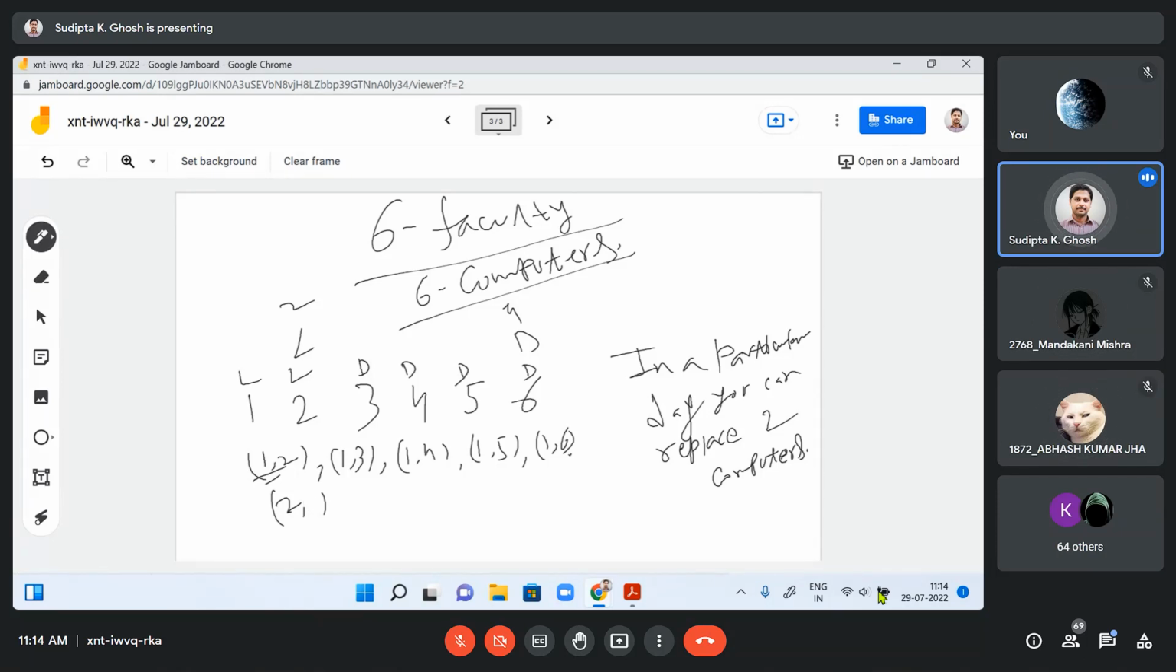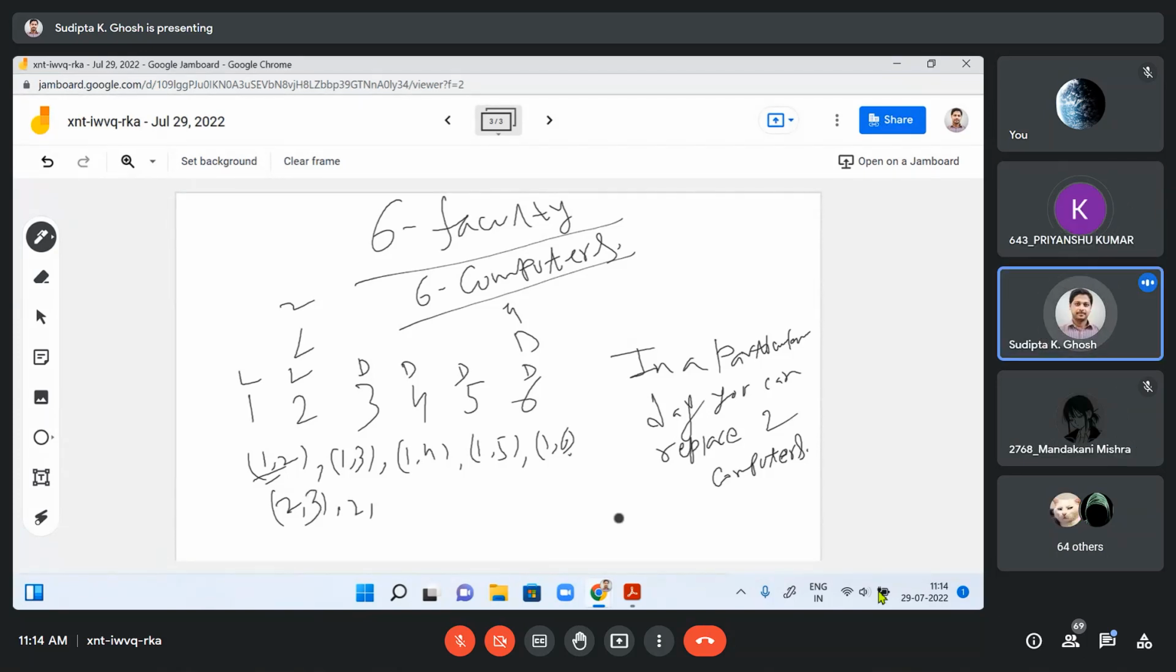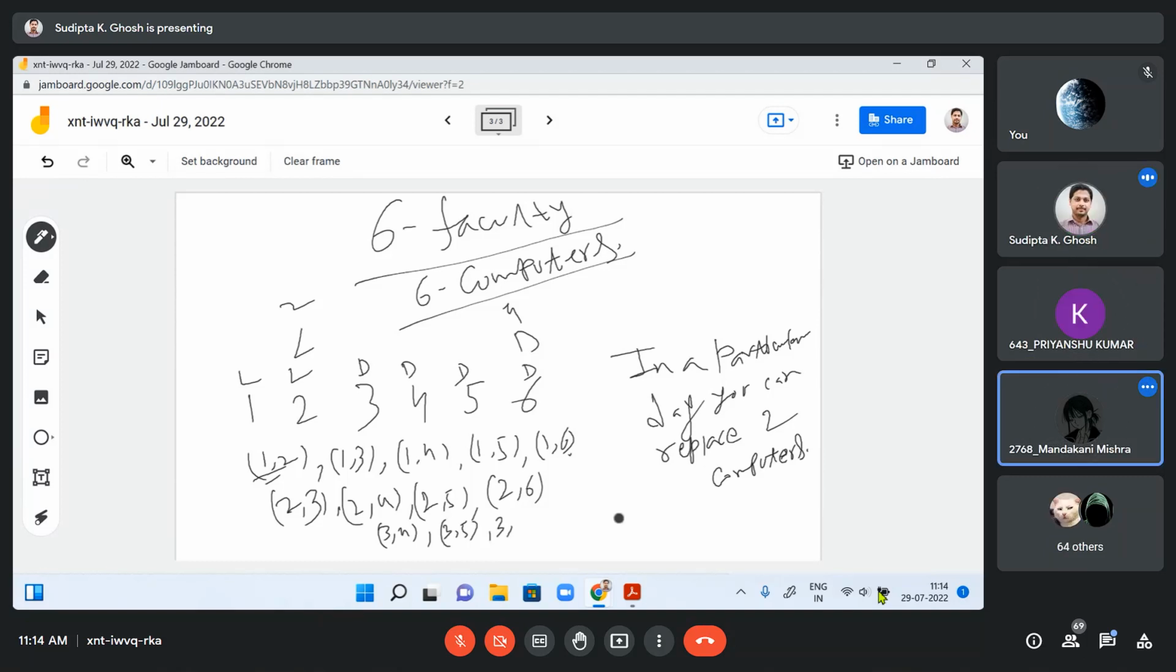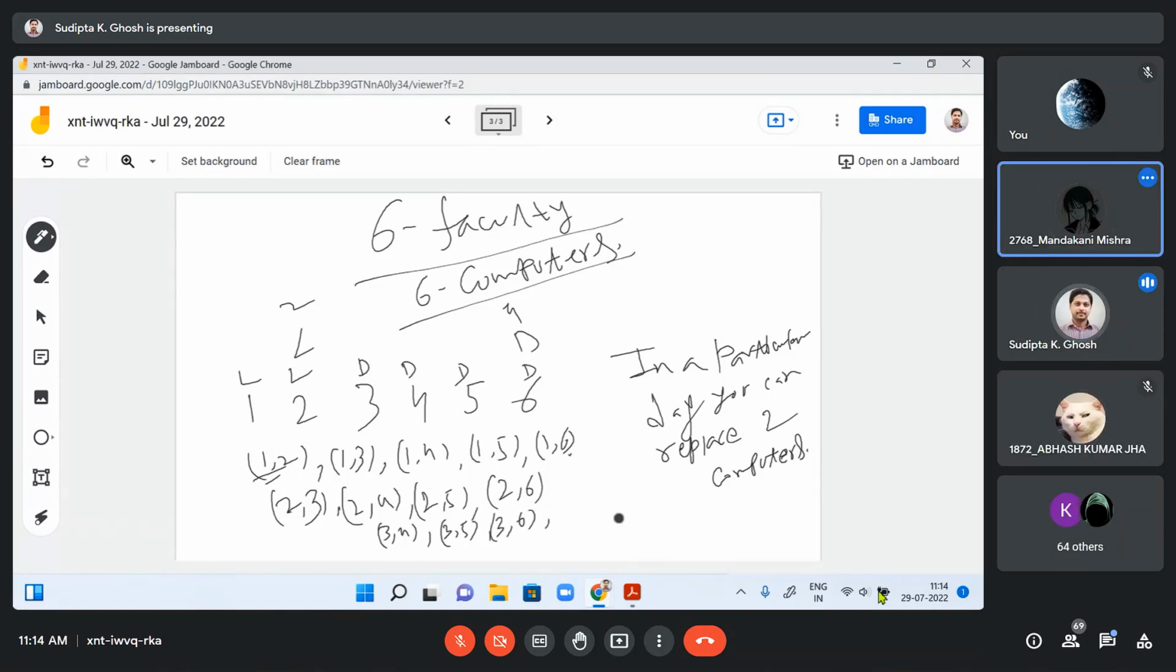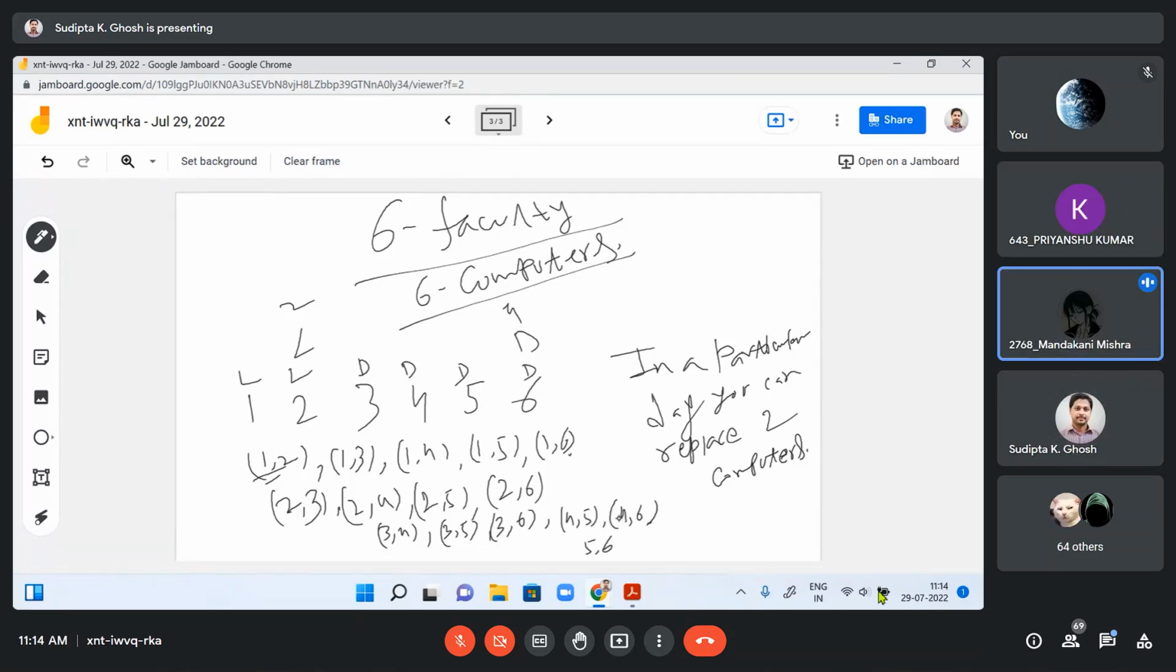So you have to take here, anyone? The 2, 3, 2, 4, 2, 5, and 2, 6. Okay, this you can take. Then 3, 4, 3, 5, and 3, 6. Then 4, 5 and 4, 6. Then 5, 6. Done, sir. Now you tell me how many points are there?